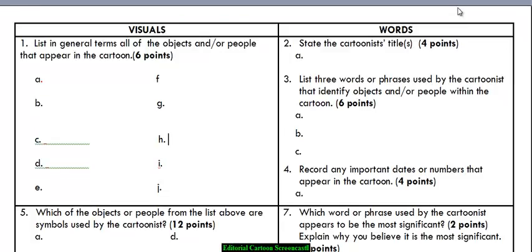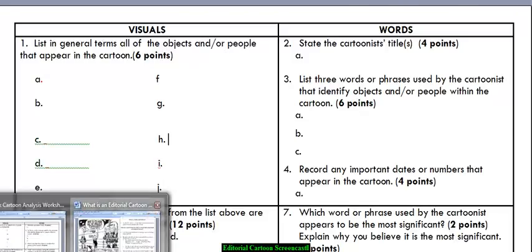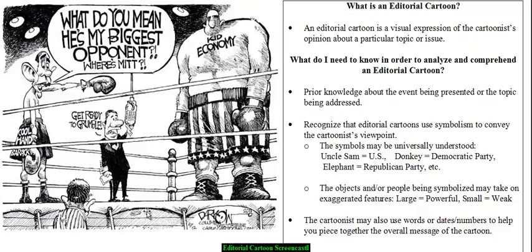Let's begin by taking a look at question number 1. It says, list in general terms all the objects and or people that appear in the cartoon. So if we take a look at our cartoon, we'll notice there's a number of individuals in the cartoon as well as a number of objects in the cartoon that we're going to want to describe. So we'll start off with probably the most recognizable figure in the cartoon, and that would be this individual right here.